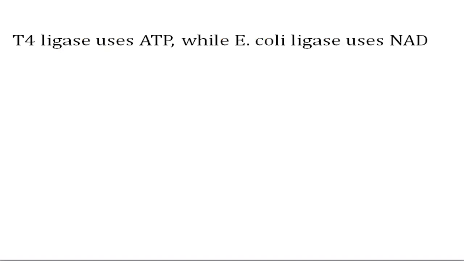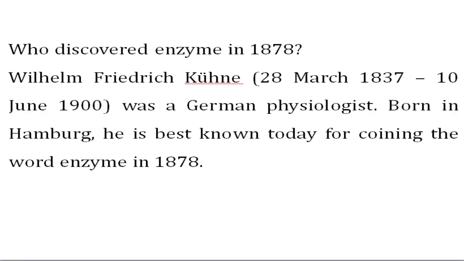Next is regarding the energy source for DNA ligase. Ligase from T4, that is T4 ligase, employs ATP, whereas E. coli DNA ligase employs NAD. Next, who discovered the first enzyme? He was a German physiologist called Kuhne. He was born in Heidelberg, and he was the one who coined the term enzyme.